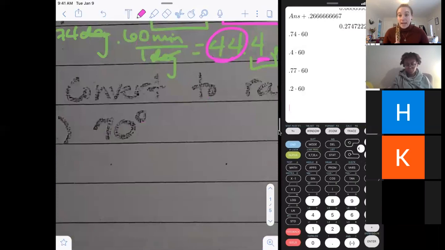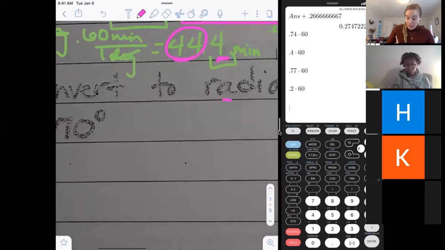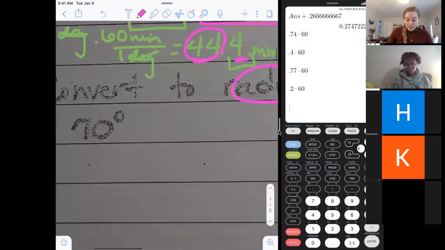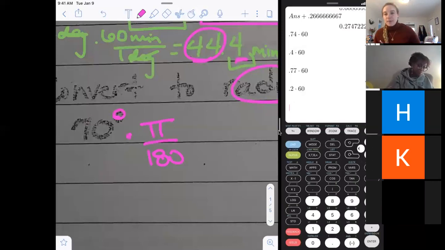Some of you might be thinking, how do you know whether it's pi over 180 or 180 over pi? The easy answer is that radians will have pi in them. So 70 does not already have pi in it. It's a degree. Doesn't already have pi in it. So I need pi to be in my answer. So I'm going to multiply by pi over 180. Now, I want this to be left as a fraction. Unless I say put it as a decimal, assume that I want it as a fraction.